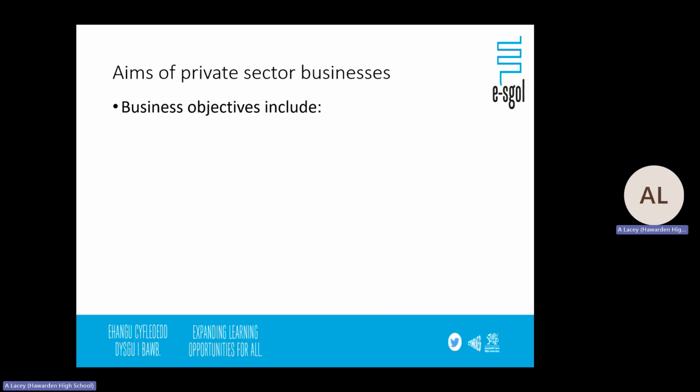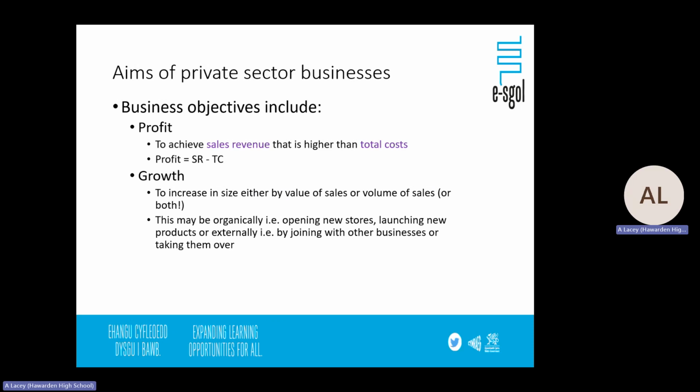The aims of private sector businesses generally tend to include profit. That is quite often the main reason businesses exist, that they want to make a profit, and they sometimes want to make quite a big profit. To achieve this, your sales revenue must be higher than total costs, and your profit is your sales revenue take away your costs. It could be that you want to grow.